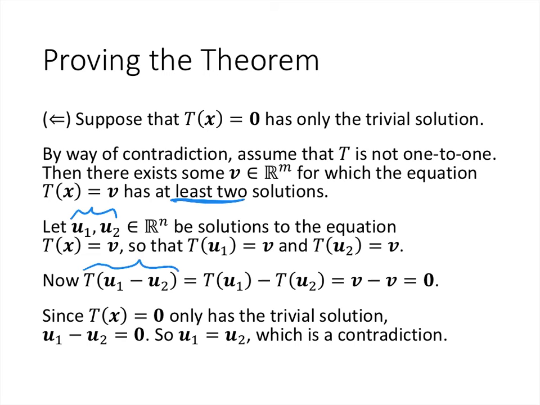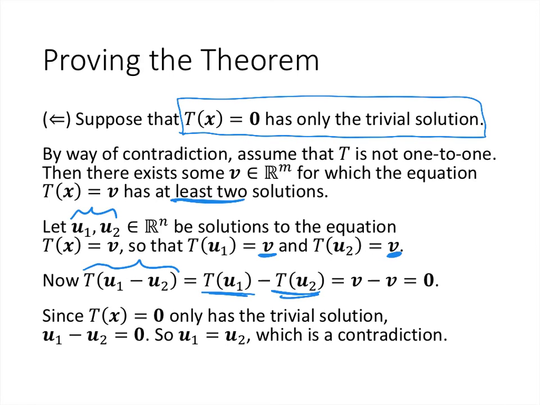So we're going to use the linearity of T here. We're going to plug u1 minus u2 into the function T. The linearity tells me that that's T of u1 minus T of u2. But I know that those are both v. And that means I get v minus v, which is 0. So this is how we're using the fact that T of x equals 0 has only the trivial solution. Because we have found now that T of u1 minus u2 equals 0, which means we have found a solution to the equation T of x equals 0. So that means that solution is really just the trivial solution. That thing in parentheses, u1 minus u2, is really just the 0 vector.